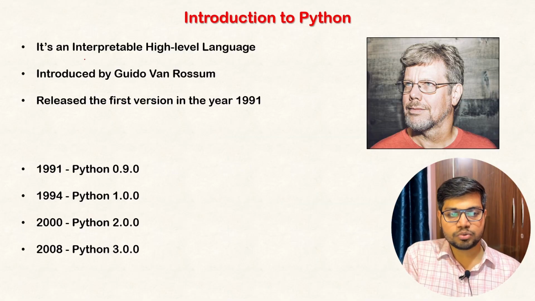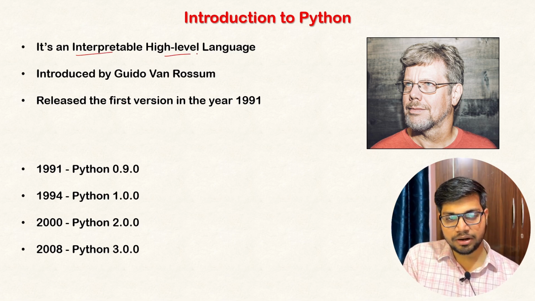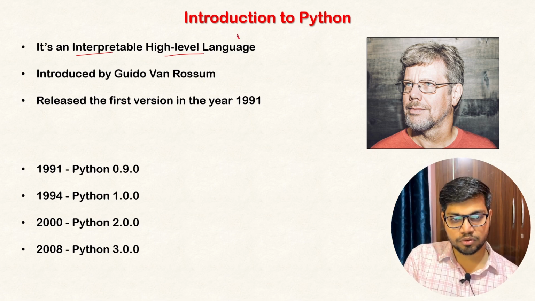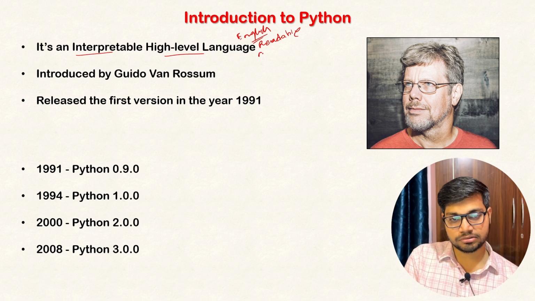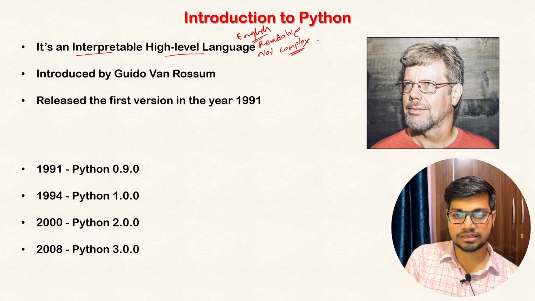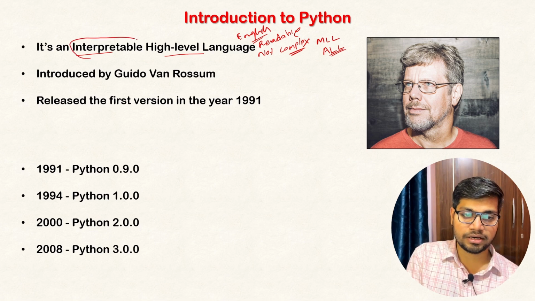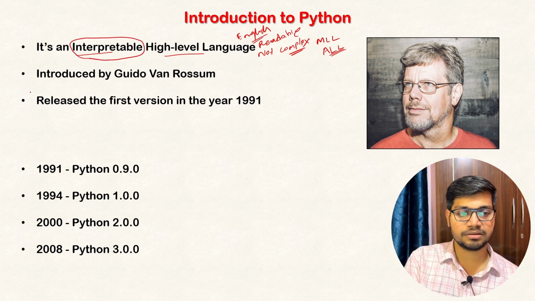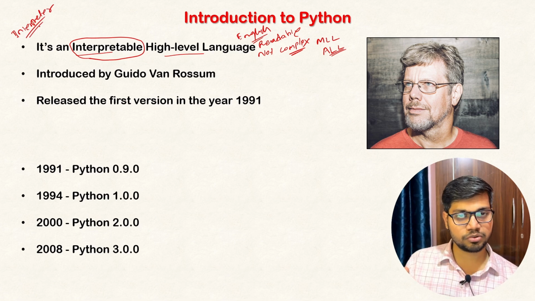Here our plan is to introduce Python. So, Python is an interpreted high level language. High level language means it is closer to the English language and it is more readable and not very complex in syntax, as compared to machine level language and assembly level language. Python is also an interpreted language. Interpreted language means Python uses an interpreter to convert high level instructions to machine level instructions.